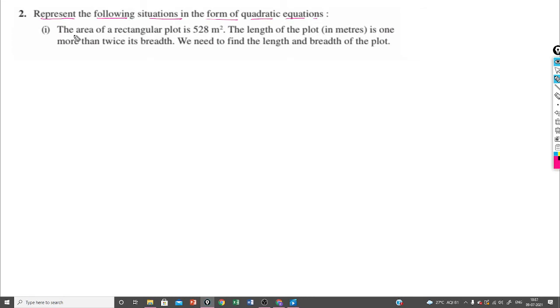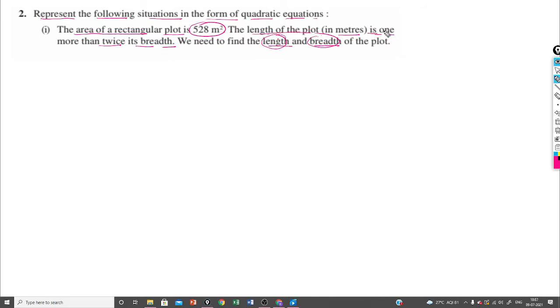The first question: the area of a rectangular plot is 528 meters square. The length of the plot in meters is one more than twice its breadth. We need to find length and breadth. In order to find the area of the rectangle, the main components are length and breadth. Here, as per the question, length and breadth are unknown quantities.